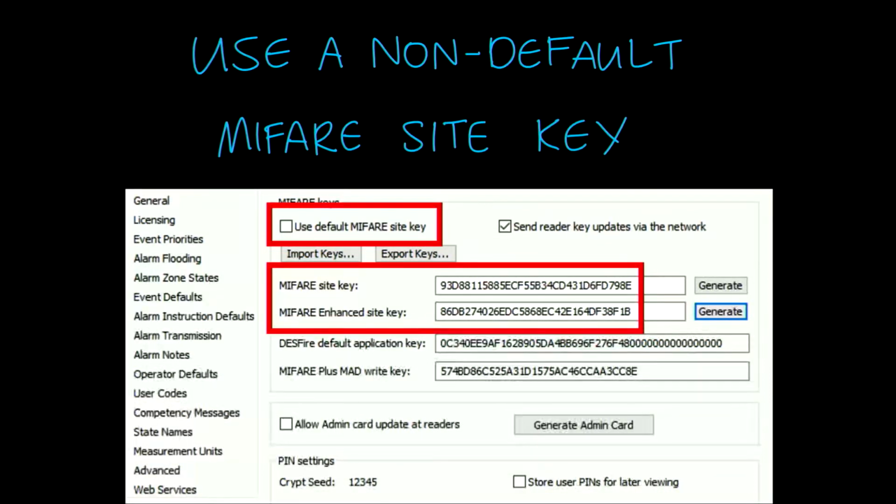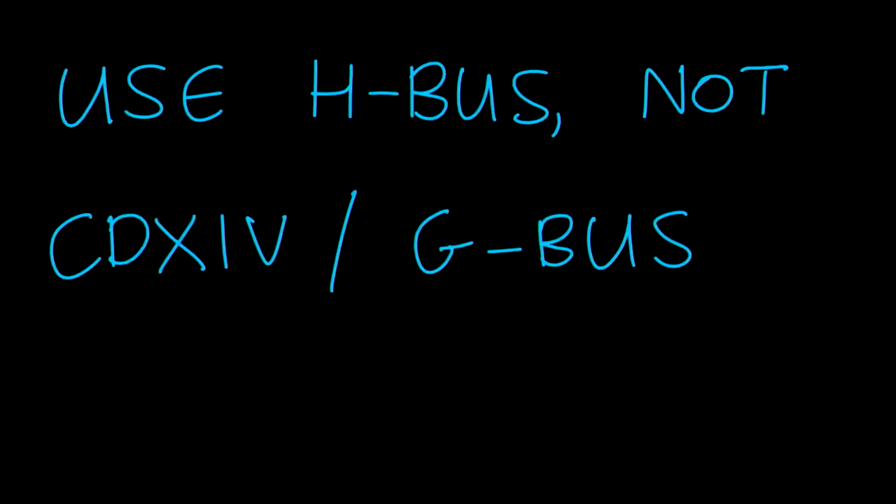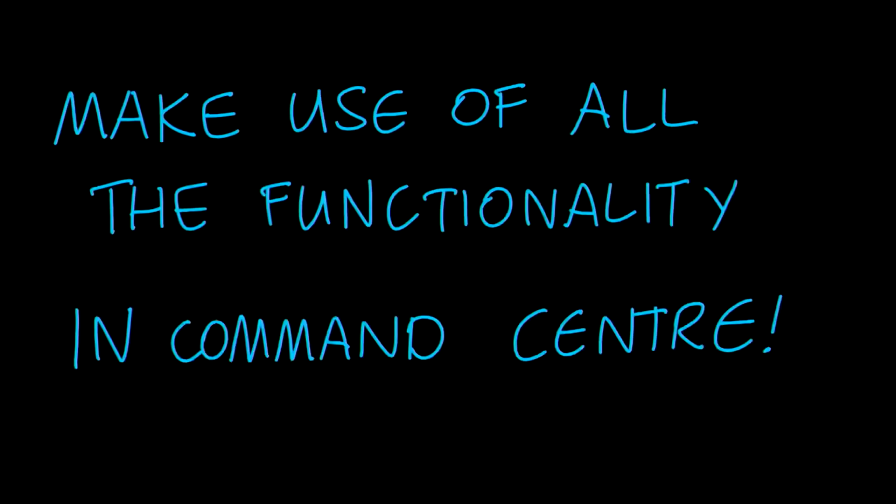Now, this is where it gets sticky, because you do have to reissue your cards. And yes, I was talking to a contact at Gallagher, and he said, yeah, this can be a problem. And I was like, yeah, issuing 100 cards must be quite a bit. And he's like, try 10,000. And I was like, yeah, okay. So we're pretty small sites here, but some of the bigger sites that Gallagher do, there's a bit of stuff that needs to be overcome there first. Use HBUS, not Cardax IVG bus, and make use of all the functionality in Command Center.